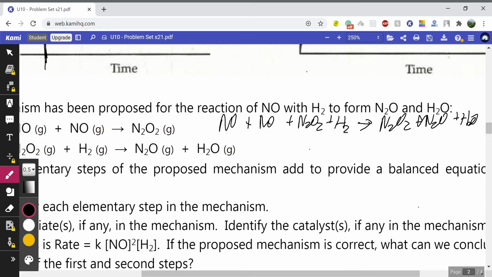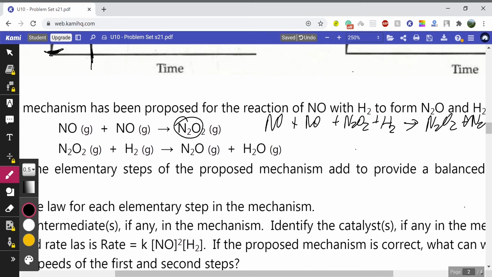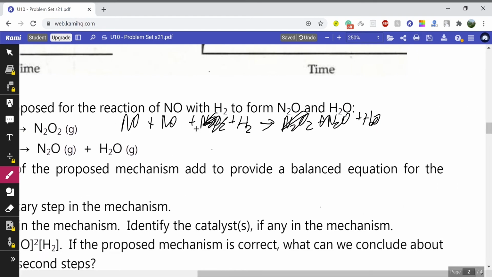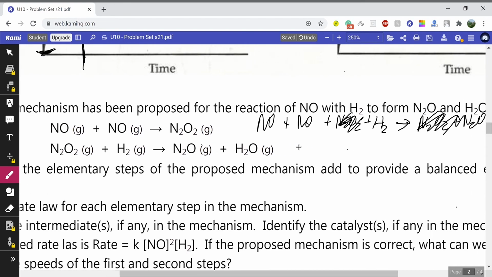Now first we need to check if there is any intermediate or catalyst. N2O2 is produced, and then in the next step it's immediately used up, and you do not find it anywhere in the products or the reactants. So this is an intermediate. N2O2 is the intermediate. They will cross out each other. Now let's see, is there anything that was used in the beginning and then also produced in the end? There is nothing. So there are no catalysts.